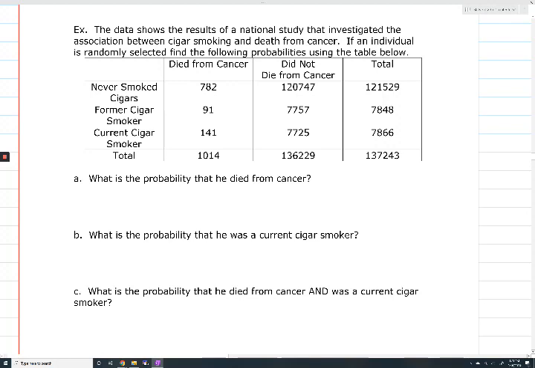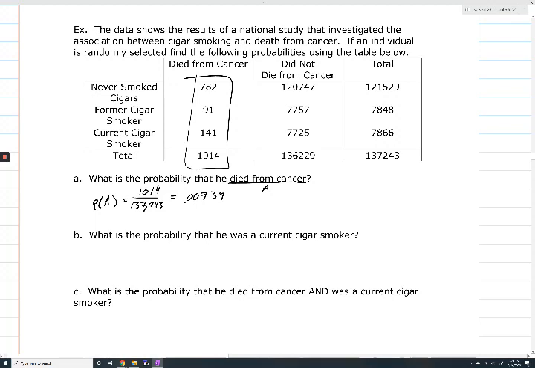So let's start off. What is the probability that he died from cancer? So we're going to call died from cancer A, and we are trying to find the probability of A. So how many people died from cancer? We look at this column here, and we get 1,014 divided by the total number of people in this study, which is 137,243, and we see that that probability is 0.00739.